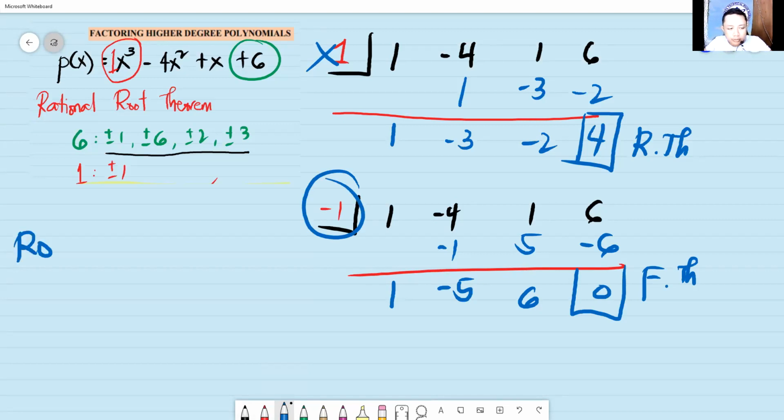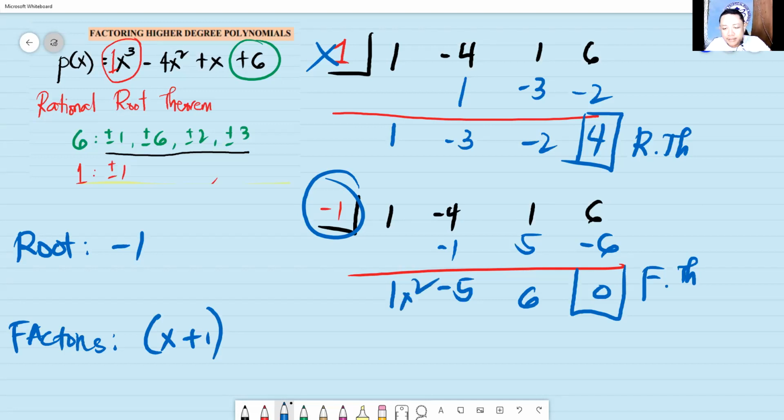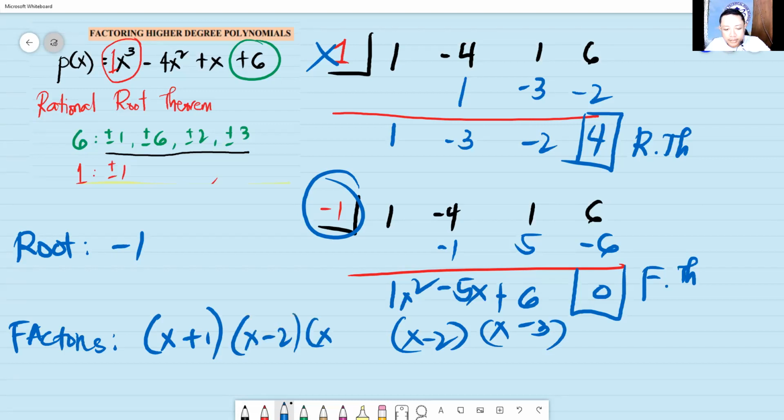So root as -1, factor as x plus 1. And then do the process. We have here x squared plus 5x plus 6. Factor, x, 3, 2, we're done. Those are the factors. x plus 2 and x plus 3. And then the roots are -2 and -3. That's it. Got it? Thank you so much.